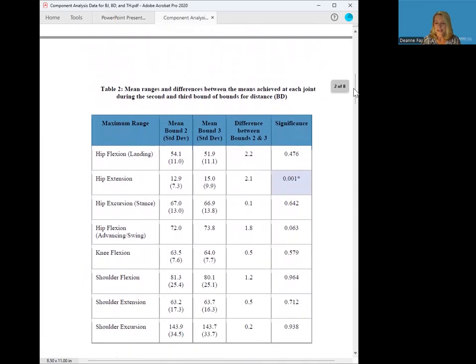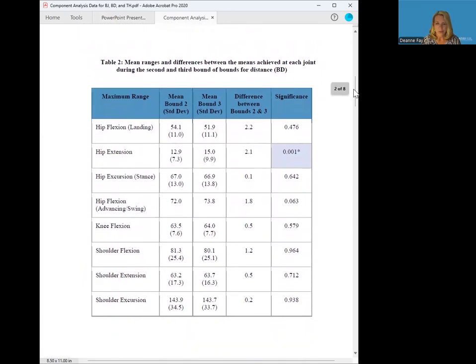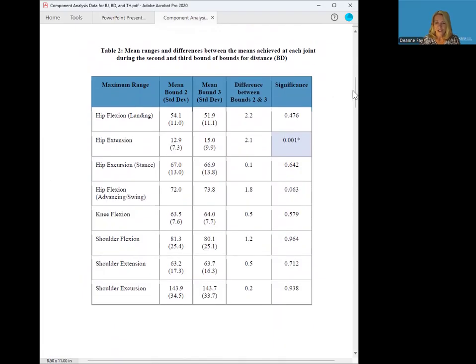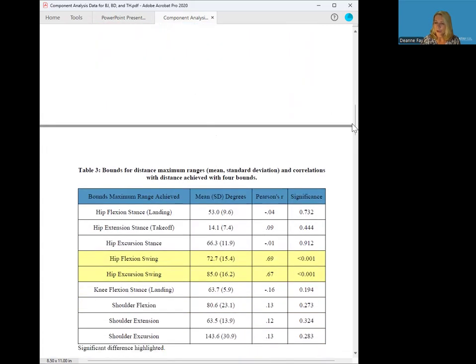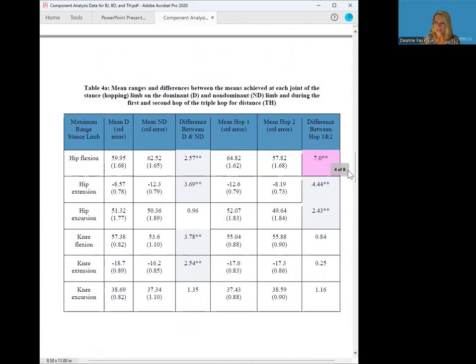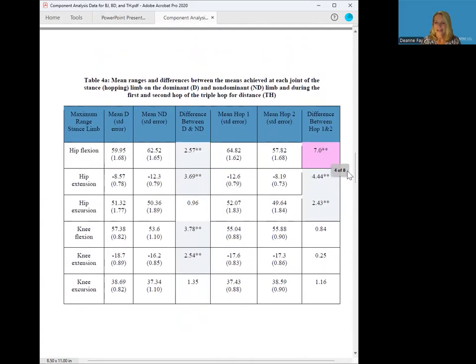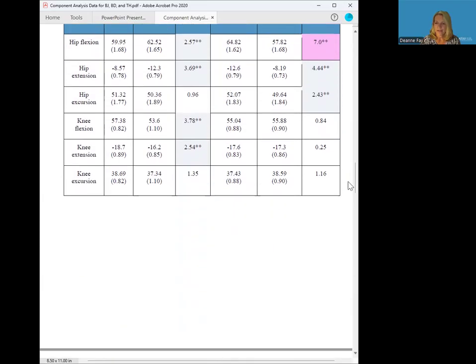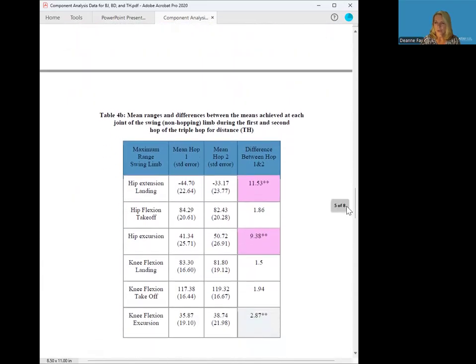And then you will see on some of the tables here where you can see how we took the initial, like this is showing bound 2 and bound 3, whether we could combine the data or not. Anything in blue indicates it was significant, but under 5 degrees. The ones in pink indicate a difference greater than 5 degrees that was significant. And so those were then analyzed separately for the correlations.